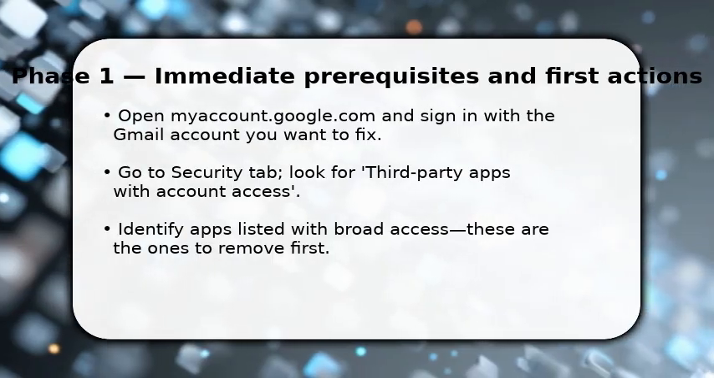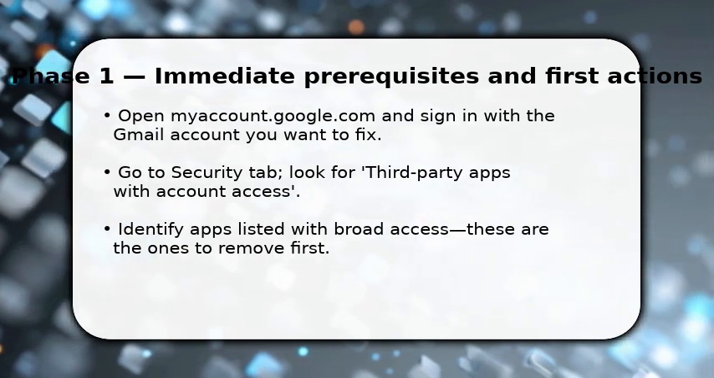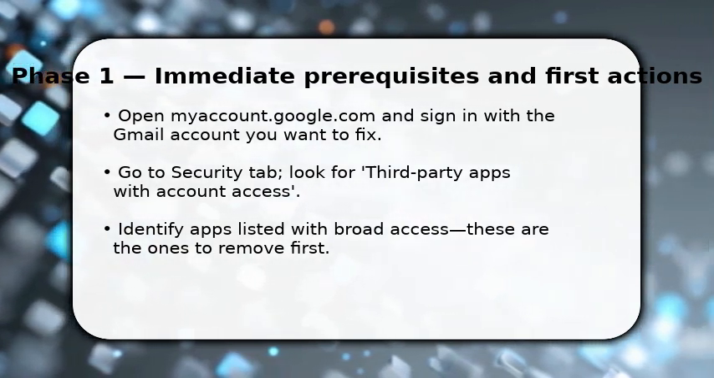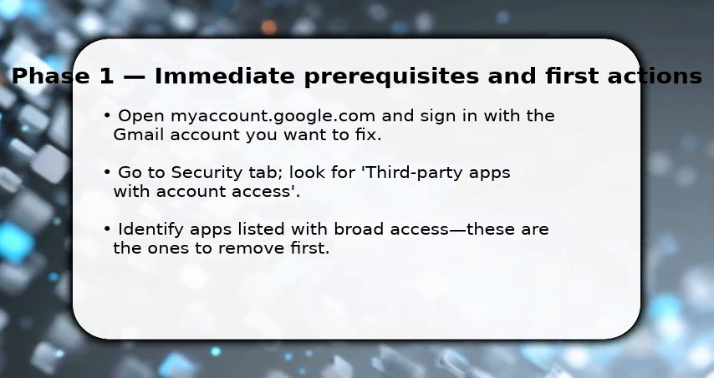You start by signing into My Account.Google.com with the Gmail you want to fix. Once signed in, click Security and find third-party apps with account access. This is the control center.